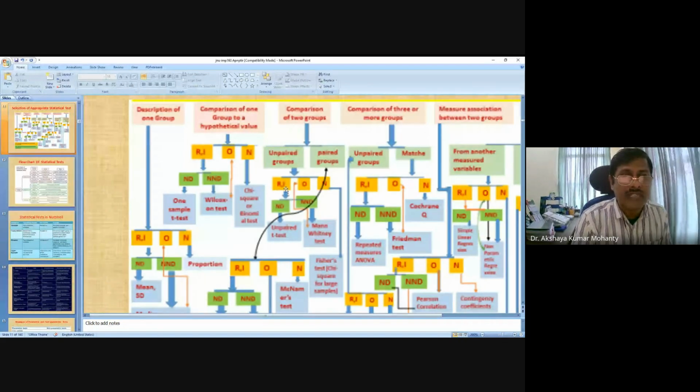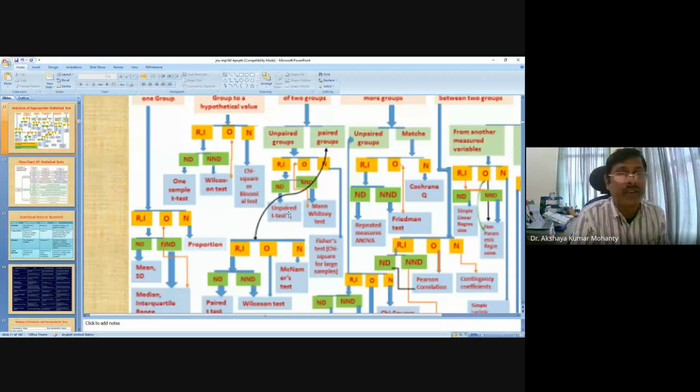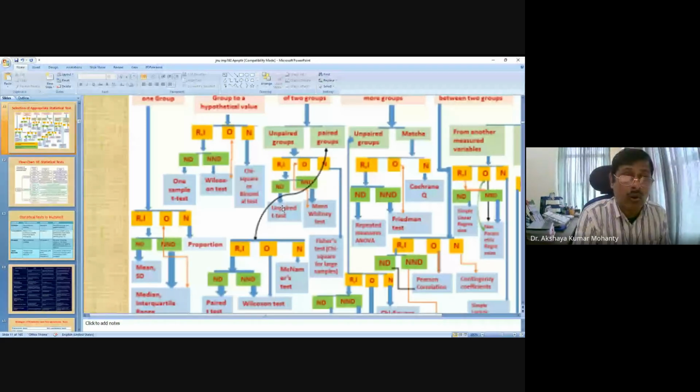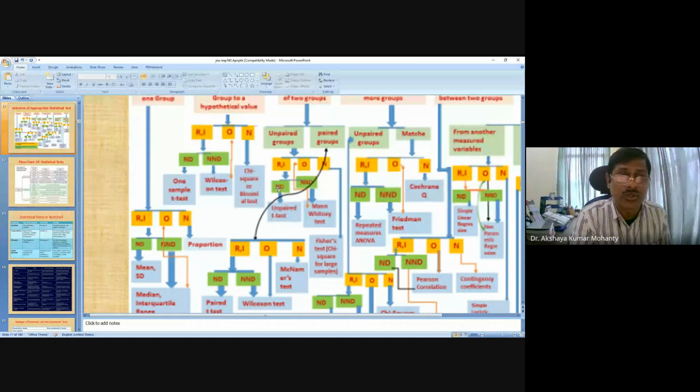If it is ratio and interval, two options will be there. Here in the unpaired groups, if it is ratio or interval with a normal distribution, that will give you the unpaired t-test. Now you see, the t-test will be there, but it is unpaired. And as you know, the t-test belongs to the normal distribution. So this is parametric, because the normal distribution is followed. So definitely it is the parametric approach.